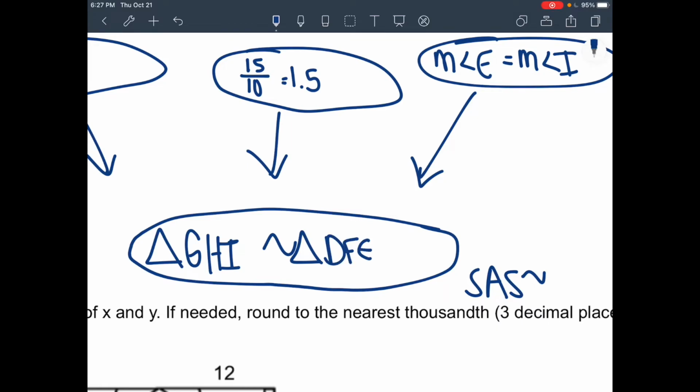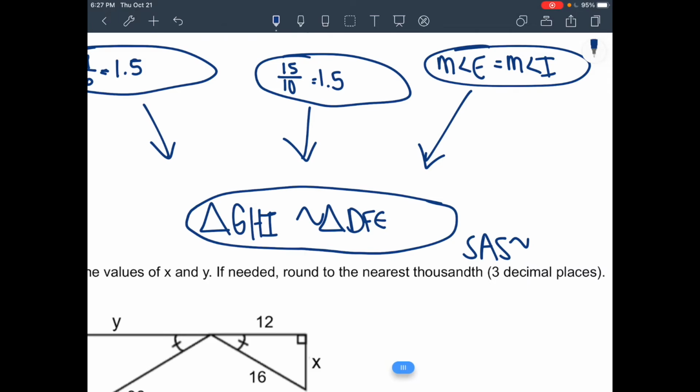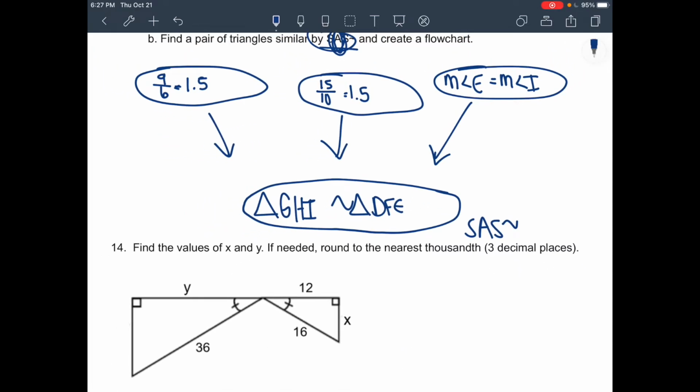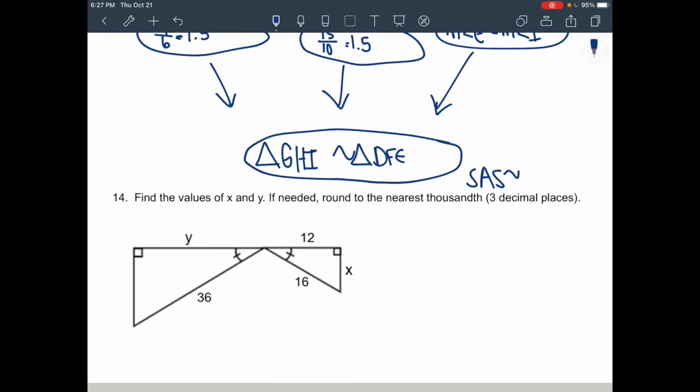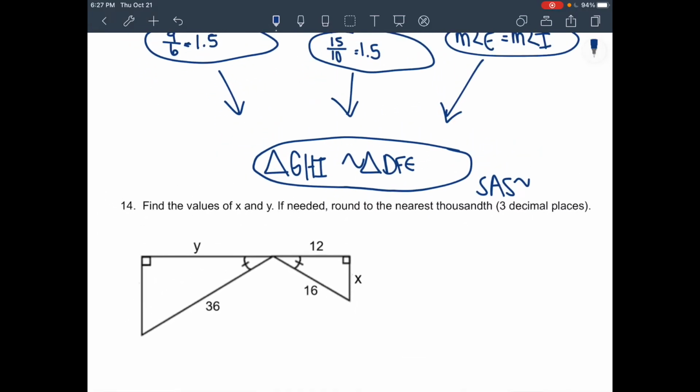All right, and then the last here, I'll move this out so you can see it all together. And you can pause it if you need to. All right, last one. It says find the values of x and y, if needed, round to the nearest thousandth, 3 decimal places. So let's start with finding x.